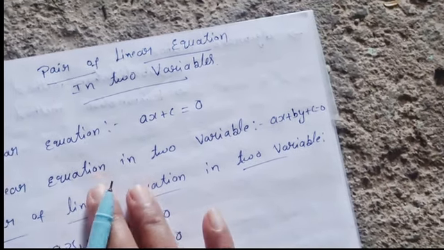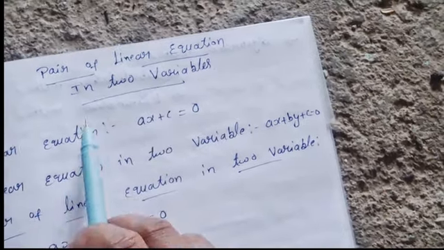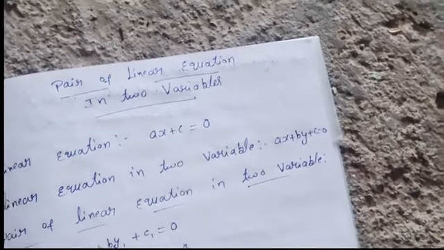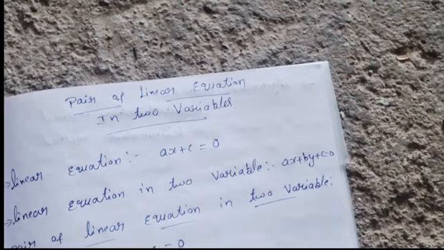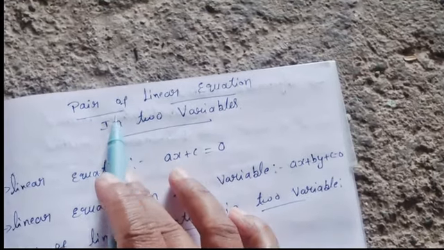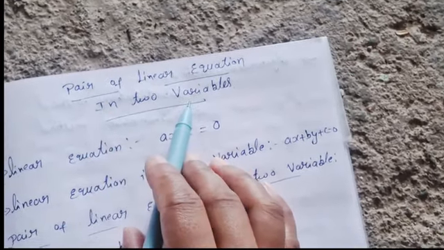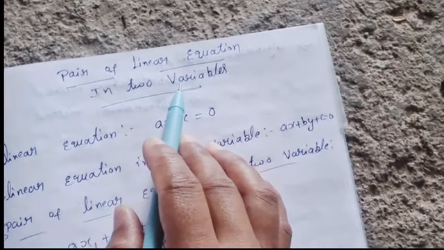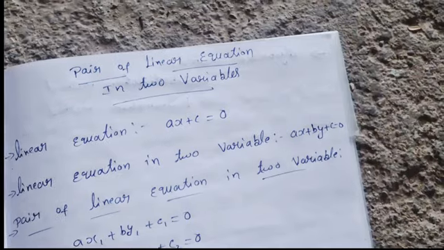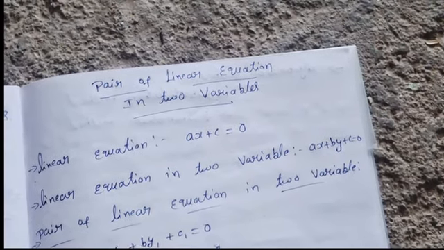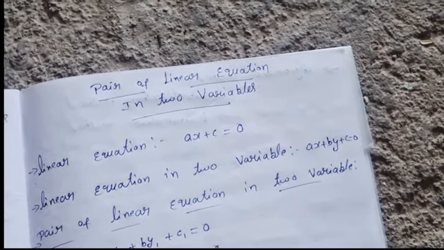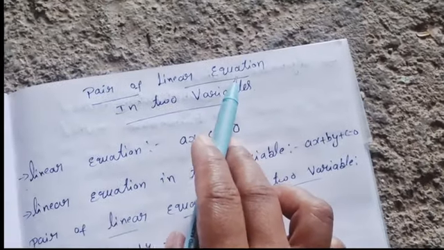So here is Paper 2 Maths, Lesson Number 3, pair of linear equations in two variables, key points. What is a pair of linear equations in two variables? Here we know what two variables means: the equation must contain at least two variables. And what is a linear equation?